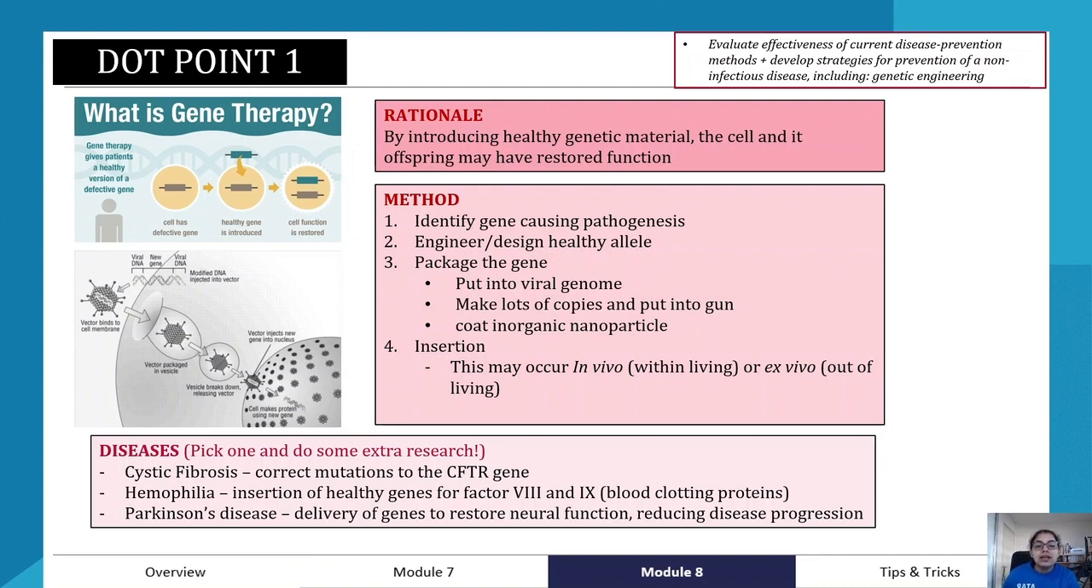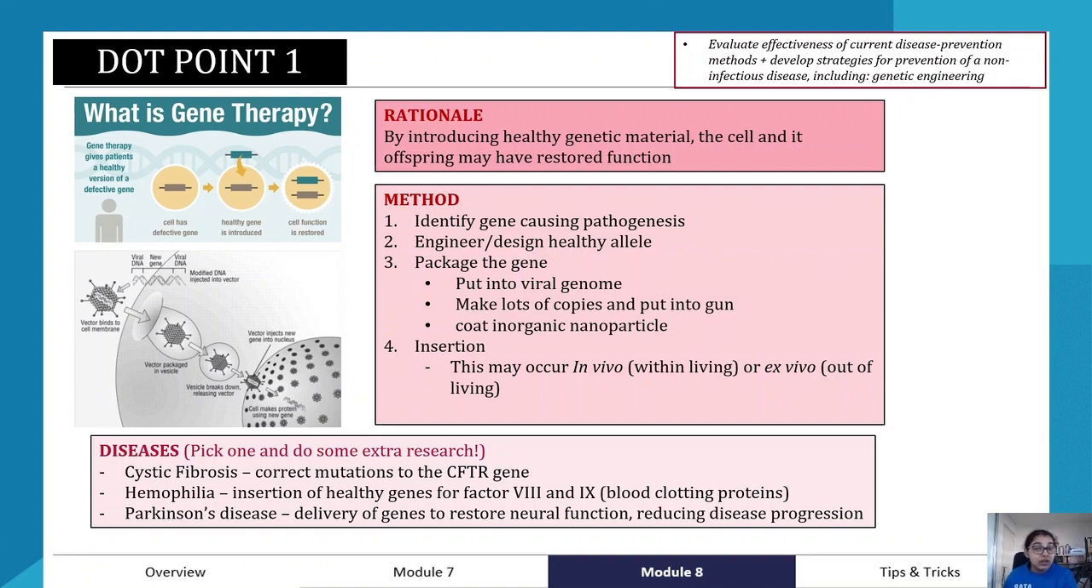The method is we are identifying the gene that actually causes pathogenesis. We are engineering or designing a healthy allele, and then we are packing that gene into a viral genome, because remember, the viral genome is going to make lots of copies. So we are putting it in a viral genome, making lots of copies, putting it into a gun, which we also coat in organic nanoparticles, and then using that we actually insert the gene into the human.